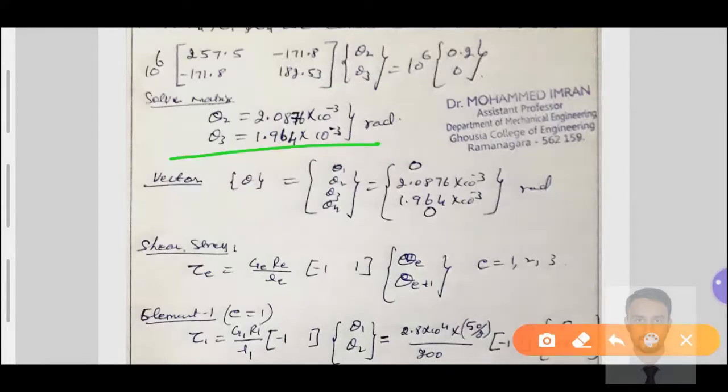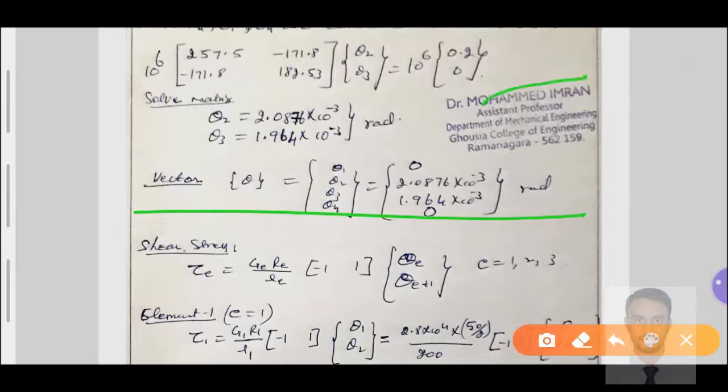After finding theta 2 and theta 3, represent that as the global displacement vector, theta 1, theta 2, theta 3, theta 4 at each node. We know from the figure that theta 1 is 0, we have calculated theta 2, and we have calculated theta 3. From the figure, theta 4 is 0. After that, what he has asked to find out, why we have done this complete exercise, is the stress induced in the aluminum element and the steel element.